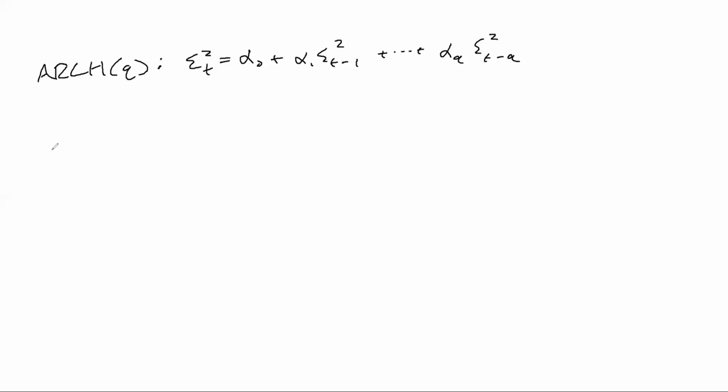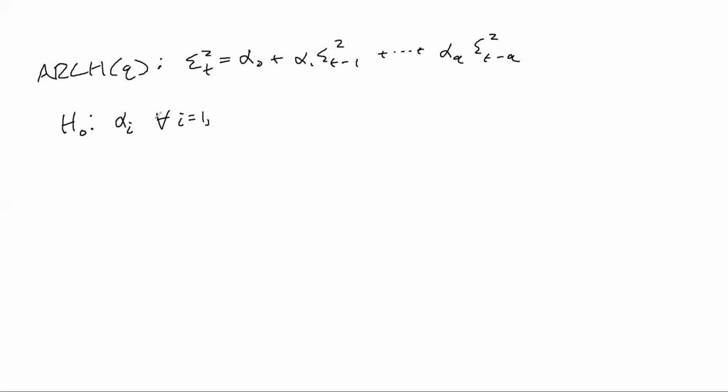And if you're going to test for this, the hypothesis test, so do a hypothesis test for conditional heteroscedasticity or autoregressive conditional heteroscedasticity. The null hypothesis would be that alphas from 1 to q, doesn't matter which one, of 1 to q are going to be equal to 0.